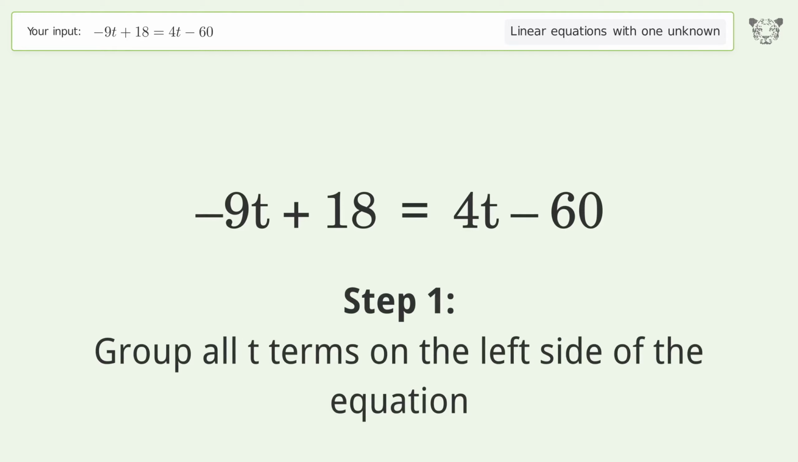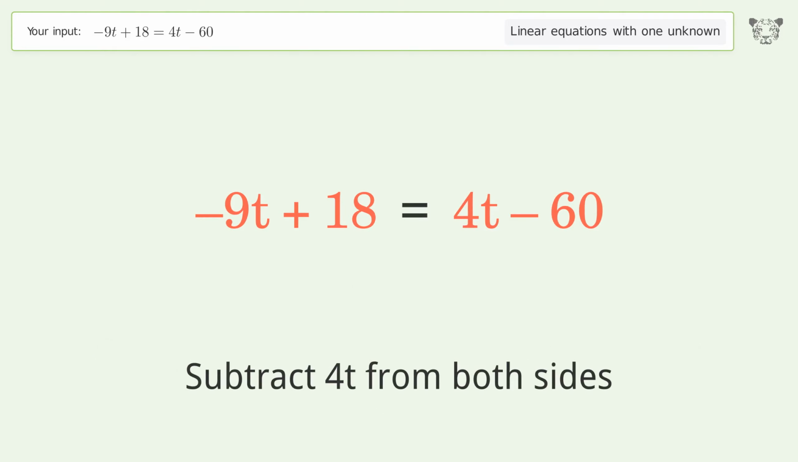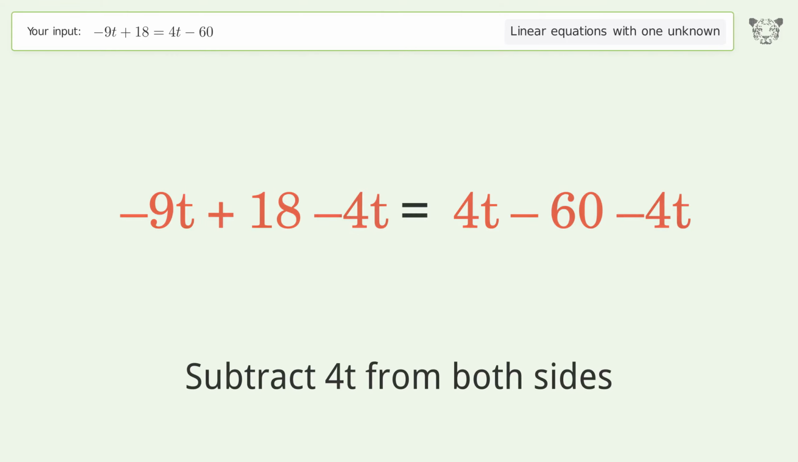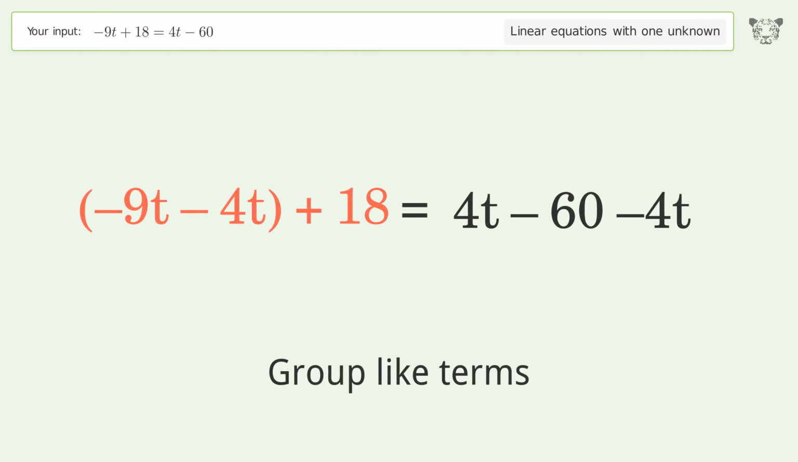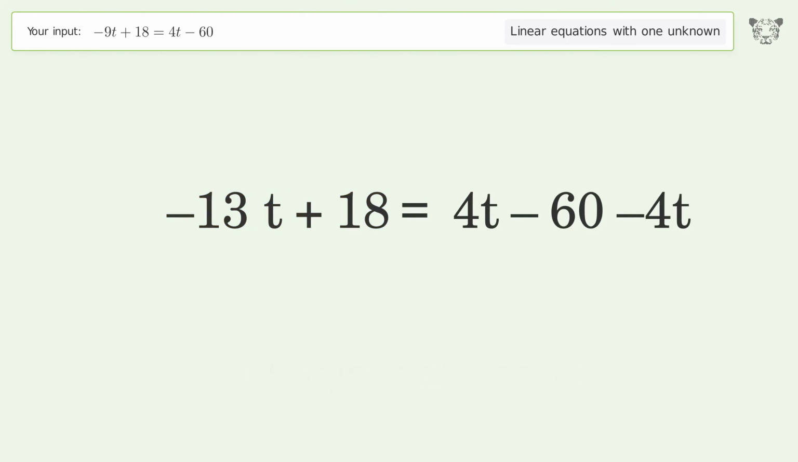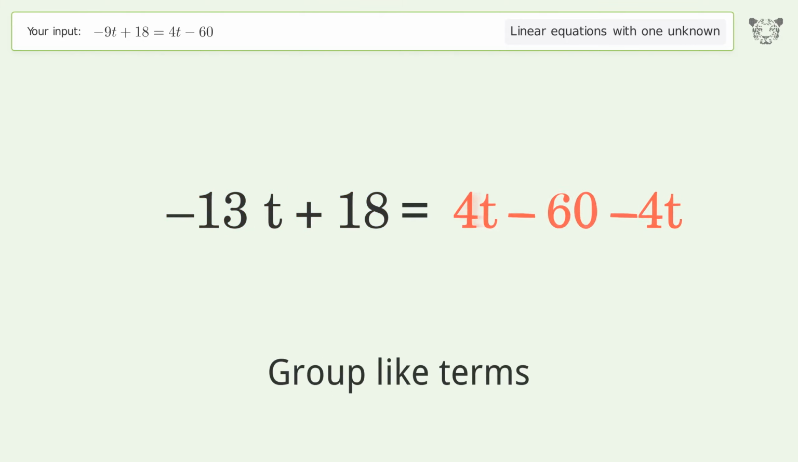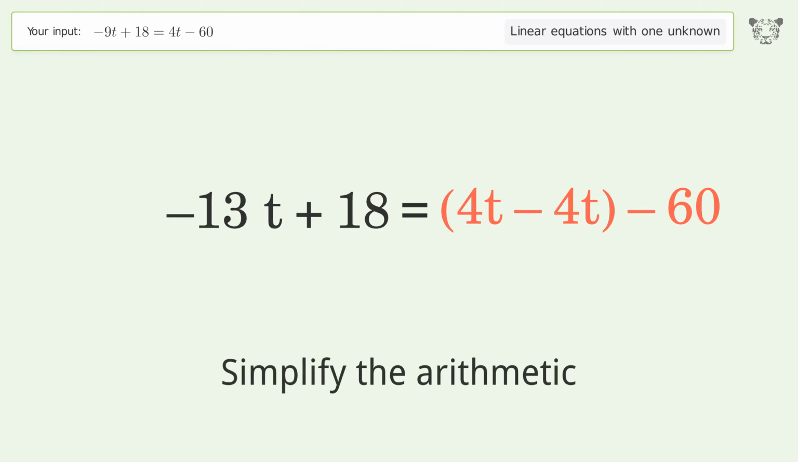Group all t terms on the left side of the equation. Subtract 4t from both sides. Group like terms. Simplify the arithmetic. Group like terms. Simplify the arithmetic.